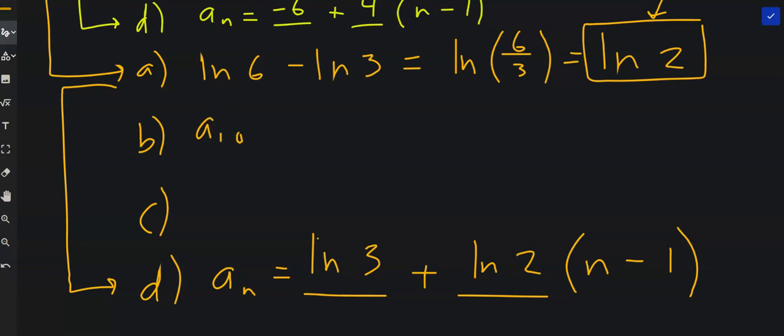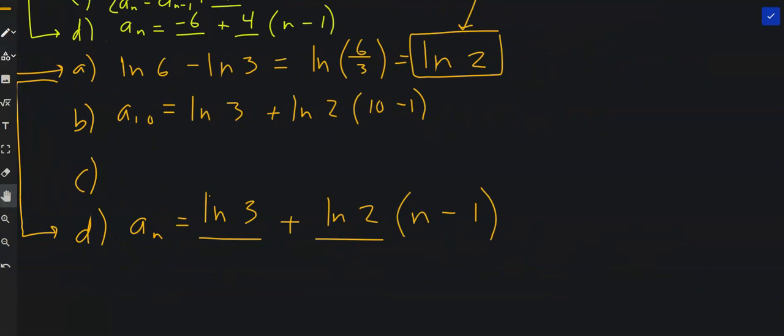They want me to find the 10th term. What am I going to plug in for n? 10. So what's 10 minus 1? 9. So this is the natural log of 3 plus 9 times the natural log of 2.